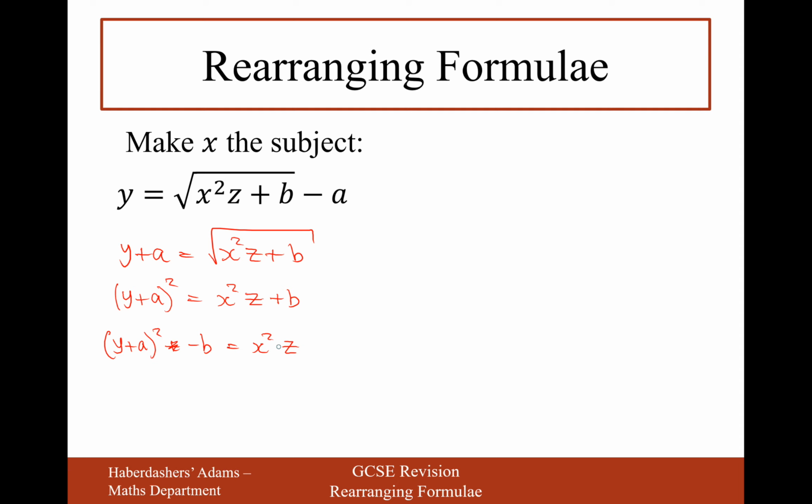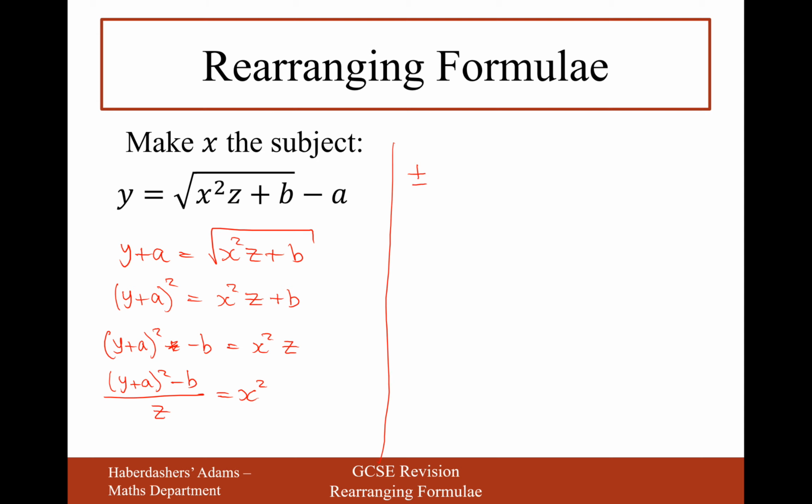Then you need to divide by z because you're following the reverse order of BODMAS. This is a multiply onto the x. This is a power of x. So it's going to be y plus a squared minus b divided by z equals x squared. And the final thing you'll have to do is get rid of the square by square rooting.